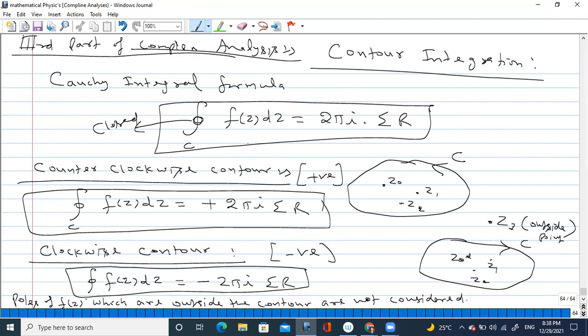What is your doubt? Clear or not? Yes, sir. Okay. Note down this.